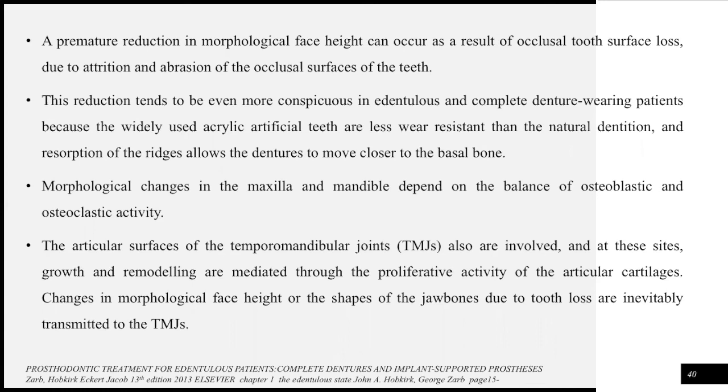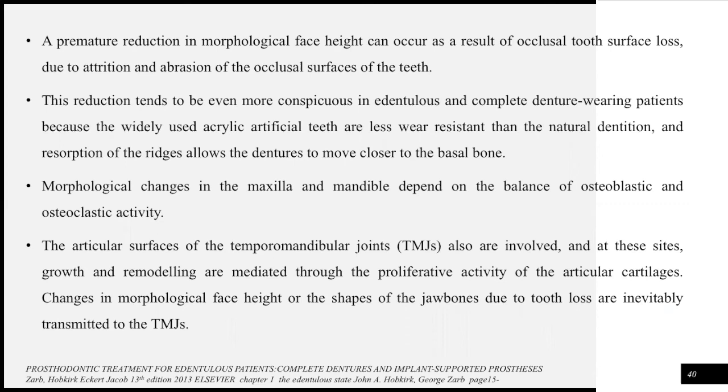Morphological changes in the maxilla and mandible depend upon the balance of osteoblastic and osteoclastic activity. The articular surfaces of the TMJ are also involved, and at these sites, growth and remodeling are mediated through proliferative activity of the articular cartilages. Changes in the morphological facial height or the shape of the jawbone due to tooth loss are inevitable and transfer to the TMJ.